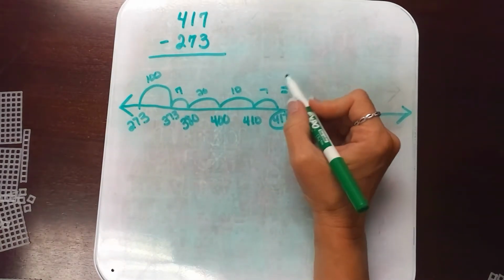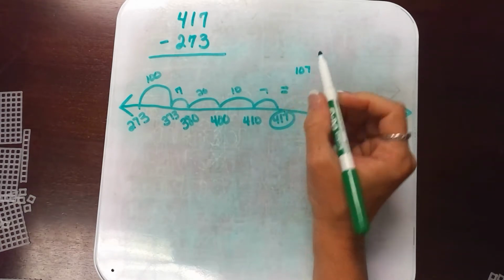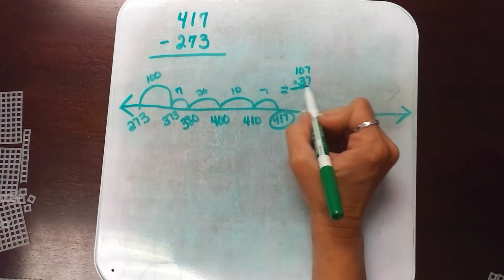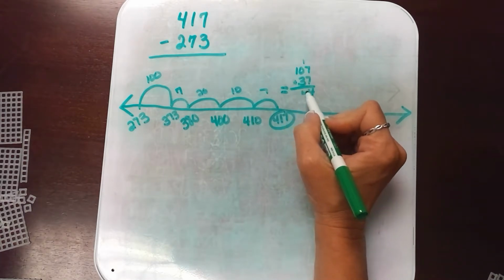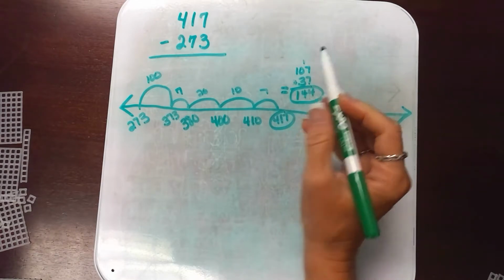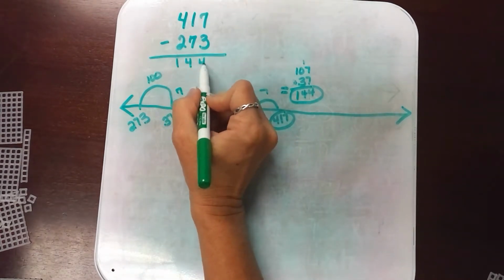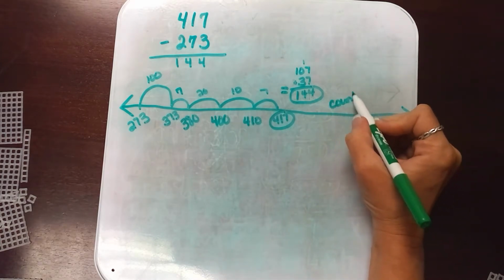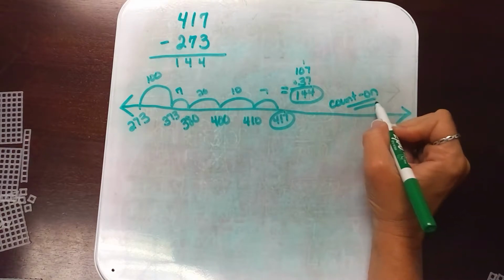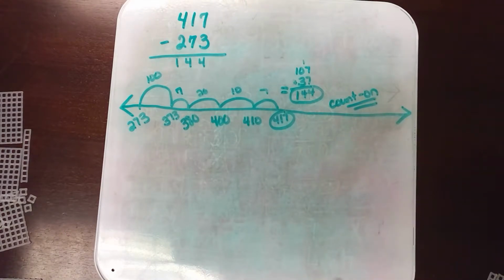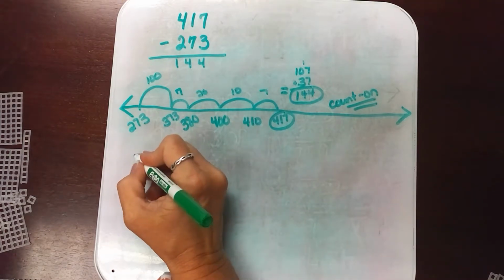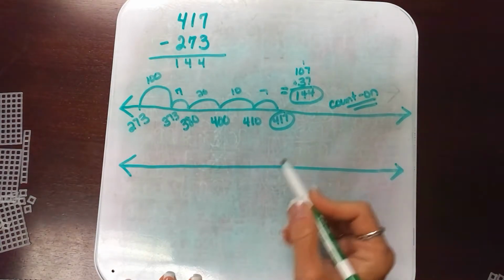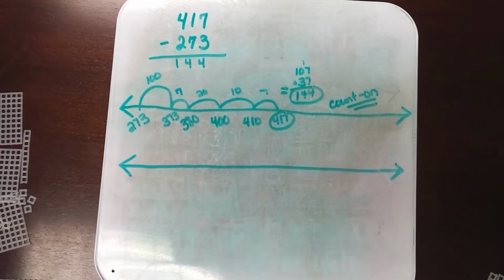Okay, so I have 107, I have 20, 37, and that gives me 144 is my answer. Okay, so this is our count on strategy for open number line. Okay, all right, so I could do the opposite, which is our count back strategy.